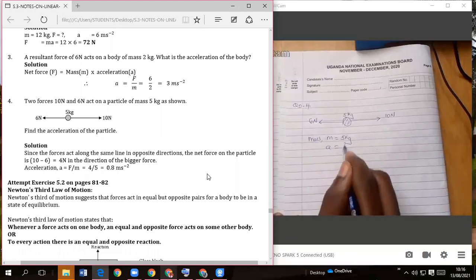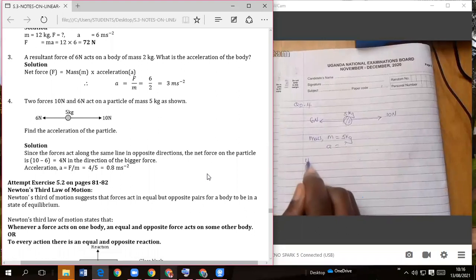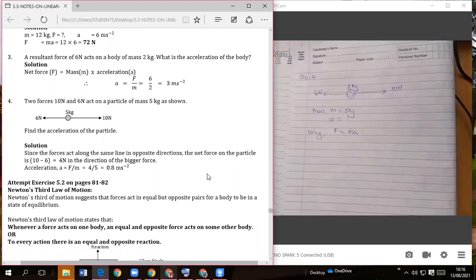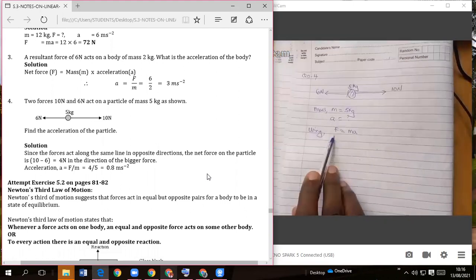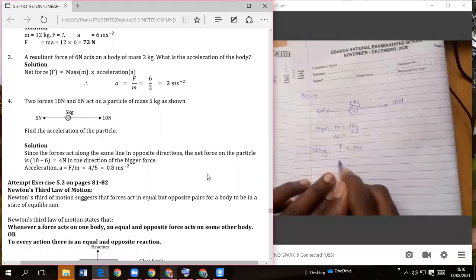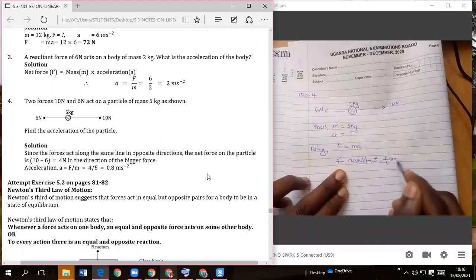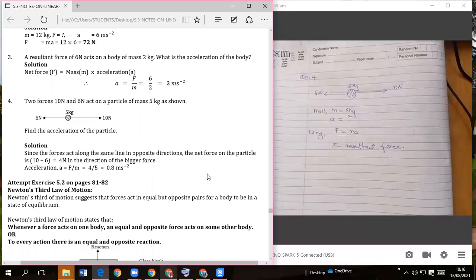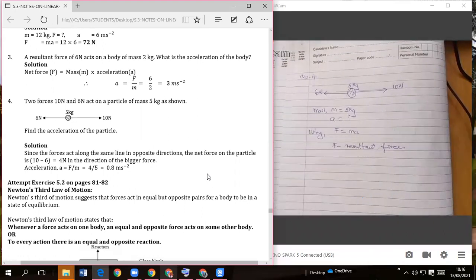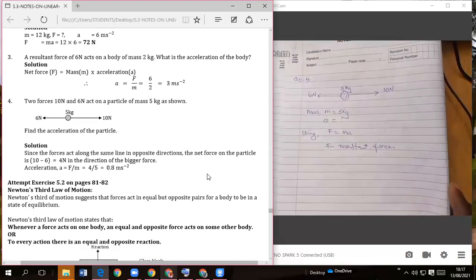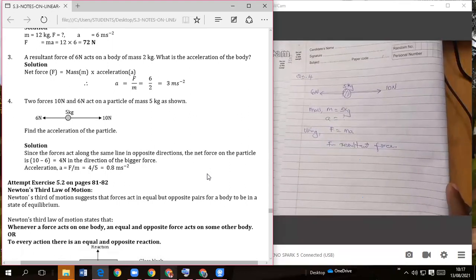So acceleration we don't know. But remember we said using F equals MA, where F is the resultant force. Remember, F is the resultant what? Force. What's the resultant force? Who can define resultant force first?